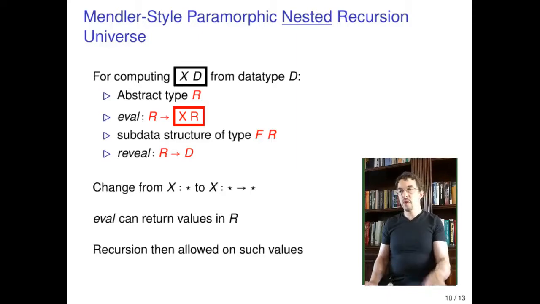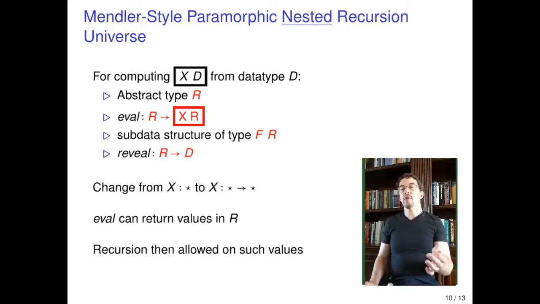So you have all the same stuff we had before, except we change a little bit. The return type of your function now could depend on D. So you compute X of D from a data type D, and the reason that's really important to shift, as I say below my bullet points there, from X of kind star to X of kind star to star, is that now you can write an eval function that goes from R to X of R.